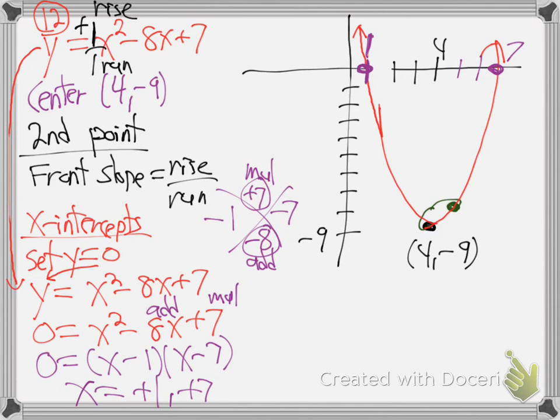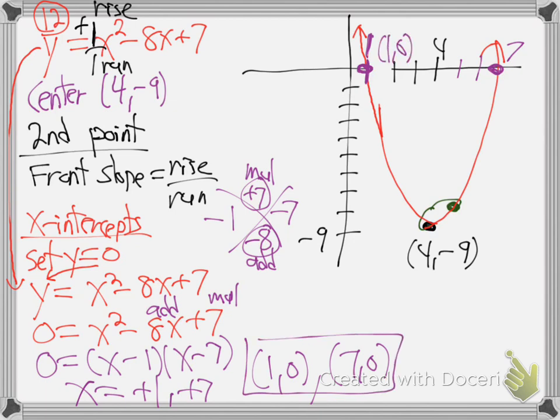How do you say the coordinates of those points? Over 1 up 0 and over 7 up 0. Those are the X-intercepts, right? That point is over 1 up 0. This is over 7 up 0. They want both numbers, x and y, right? Y equals 0 led to those x values. So y equals 0 in both cases.